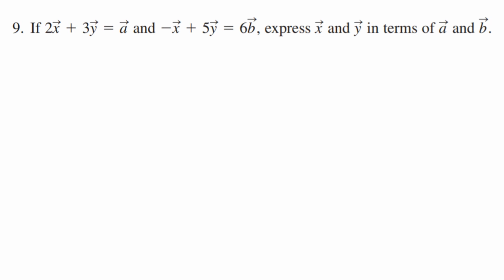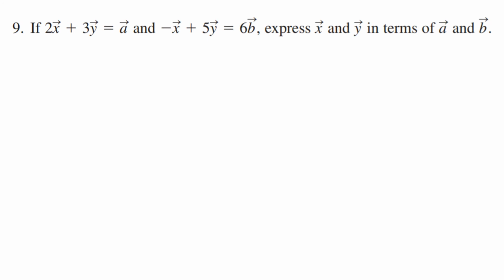And I want to solve this problem, which is a different type that I saw in the textbook. So if 2x plus 3y equals a, and negative x plus 5y equals 6b, express x and y in terms of a and b.